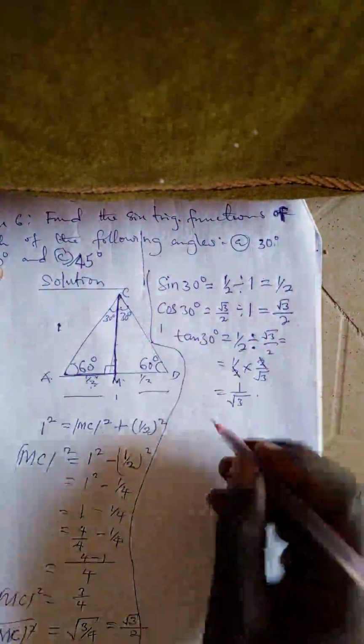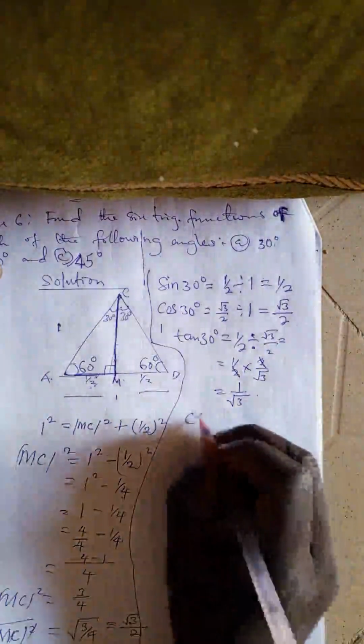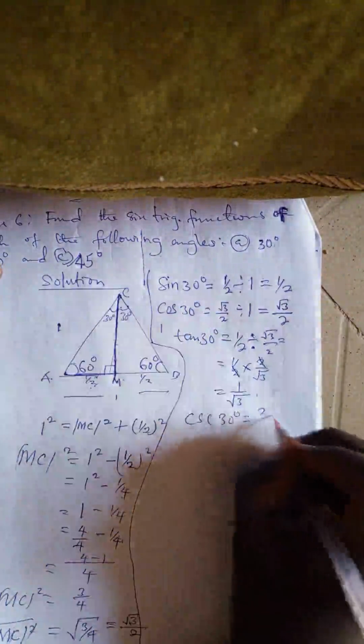Now, what about the cot? What about the cosec? Cosec 30 degrees is equal to 2 over 1, which is equal to 2. What about the sec?